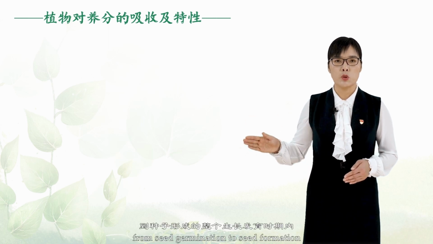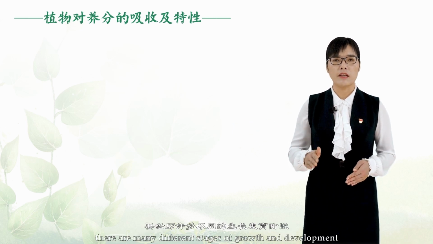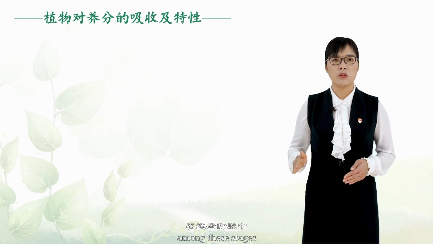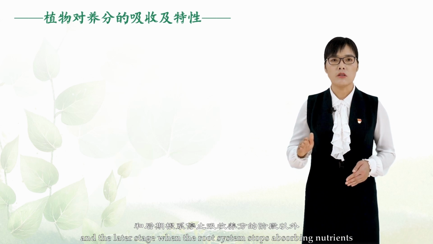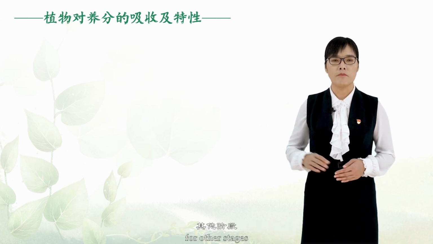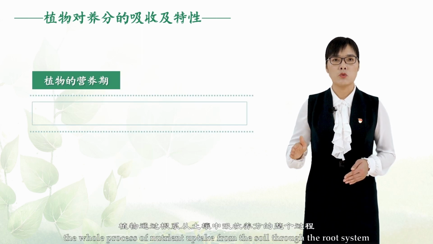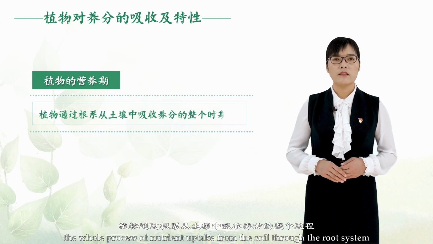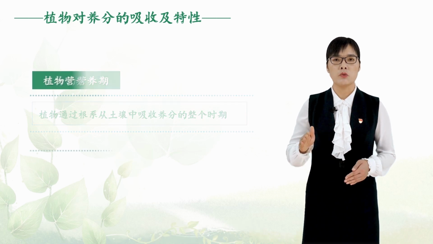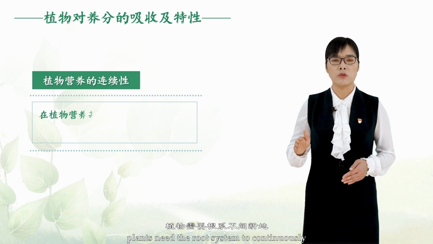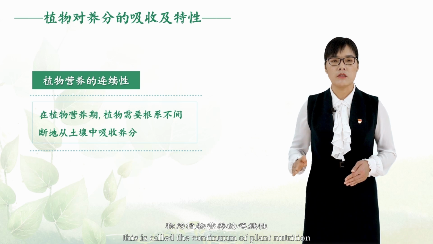Throughout the growth and development period, from seed germination to seed formation, there are many different stages of growth and development. Among these stages, except for the early seed nutrition stage and the later stage when the root system stops absorbing nutrients, for all other stages plants absorb nutrients from the soil through the root system. The whole process of nutrient uptake from the soil through the root system is called the nutrient phase of the plant. During this period, plants need the root system to continuously absorb nutrients from the soil. This is called the continuum of plant nutrition.